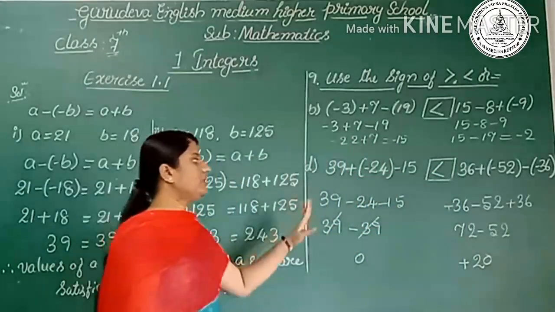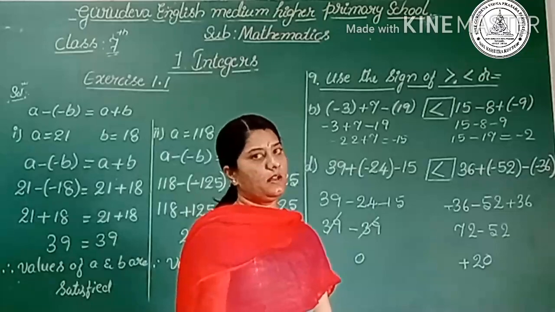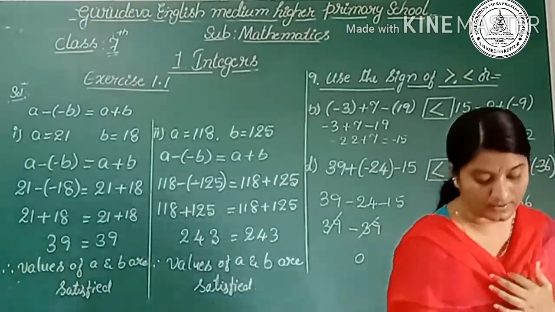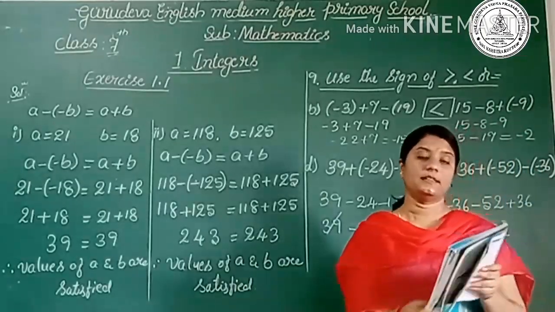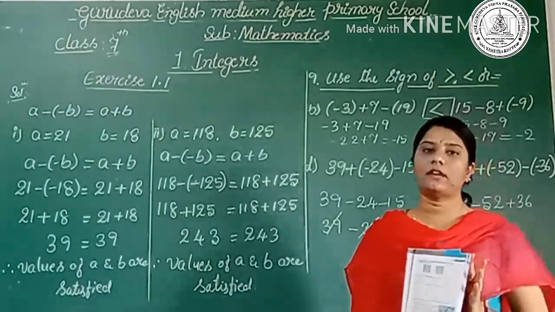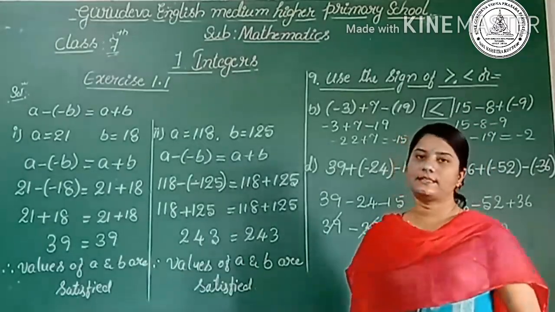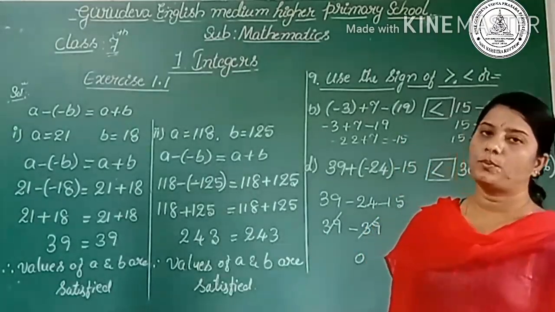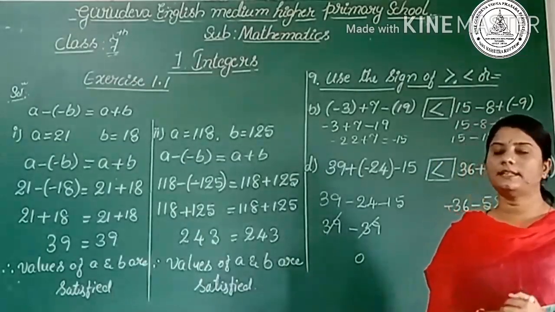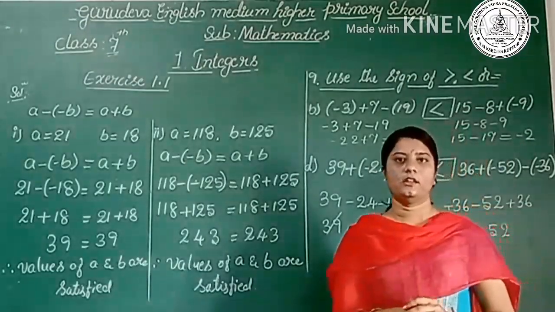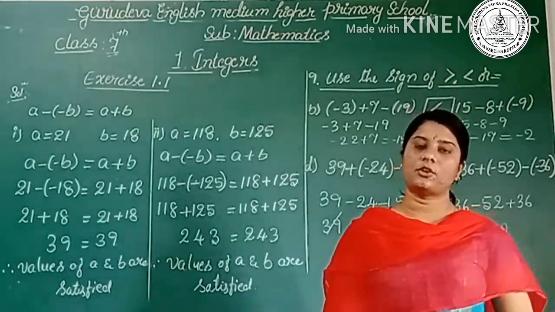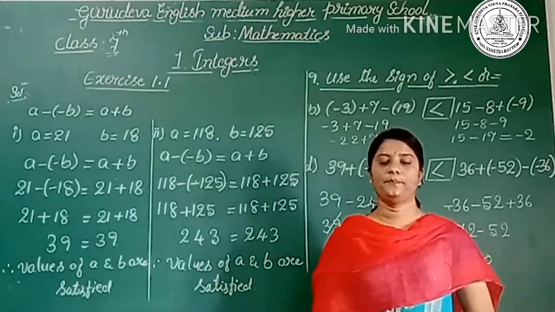Okay, in this manner you have to do the rest of the problems. Also there are 2 more questions, and there is the last question, the 10th one, which you will try. If you have any doubts regarding exercise 1.1, you may ask without hesitation. Up to here I have completed exercise 1.1. In the next class we are going to learn about some of the properties of the integers. Okay, thank you.